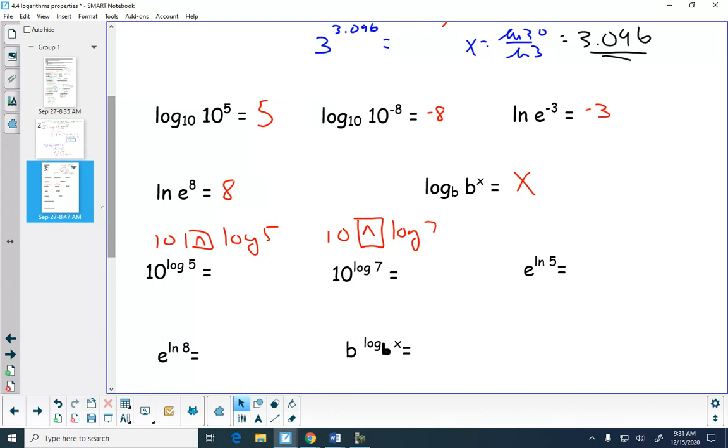Angelique, what do you come up with? Let's go across. 5, 7, and 5. Down here, 8. So if I have log base b of b, if my bases are the same, I still come down to a value of x.